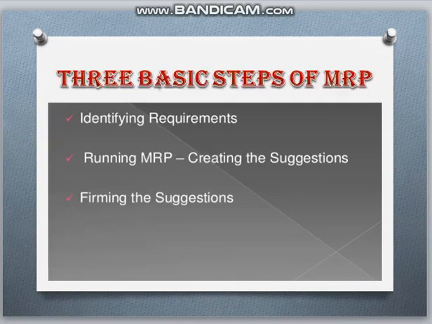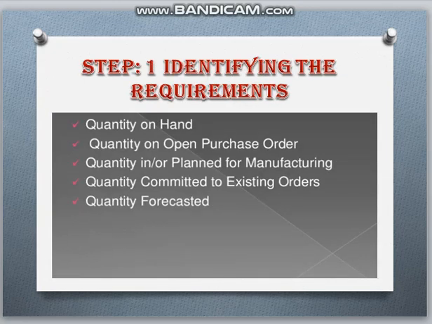Next, this MRP is carried out in three basic steps. One is identifying requirements, second is running MRP, third is firming the suggestions. So let us see one by one. In identifying the requirements, we can find out how many products are required, how many have to be purchased, how many are in our storage, and all the quantities of existing orders. All these requirements are identified in identifying the requirements.